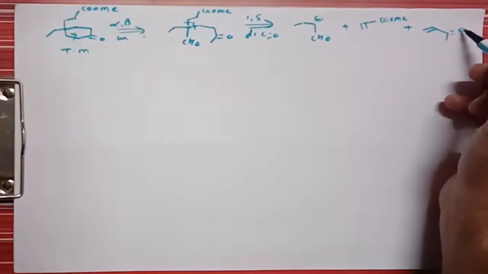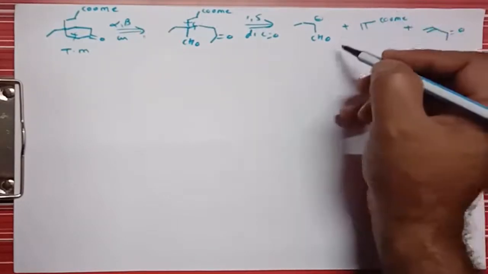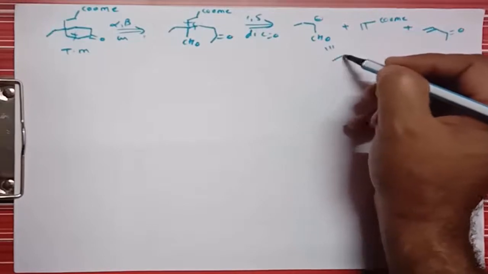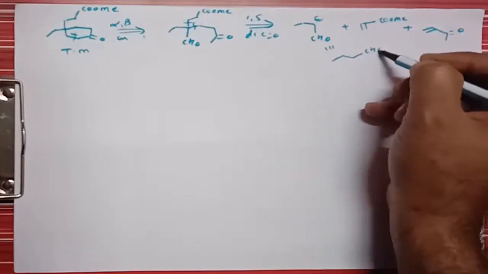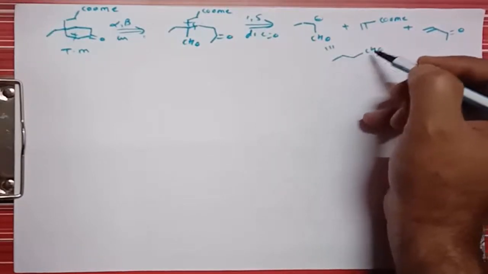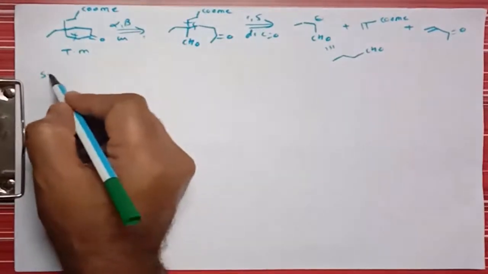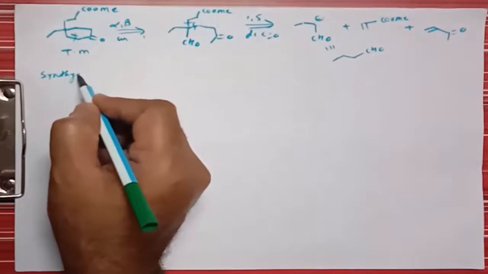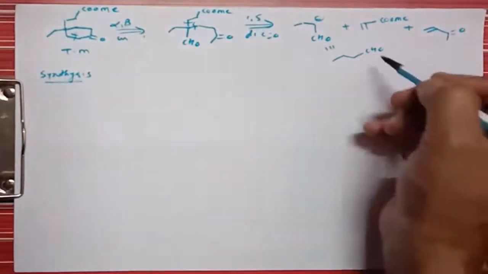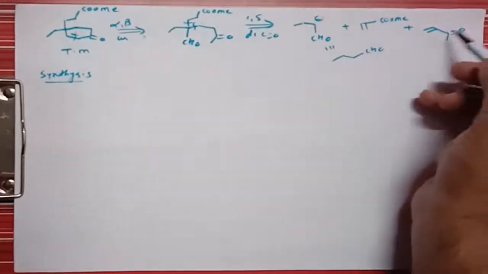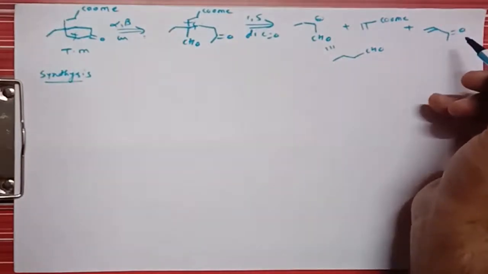So this molecule is available, this molecule is also available, and its synthetic equivalent will be an aldehyde, that is 1, 2, 3, 4, butanaldehyde. In the synthesis, if we try to synthesize the molecule by using this aldehyde as well as this ester and this ketone, what do we get?